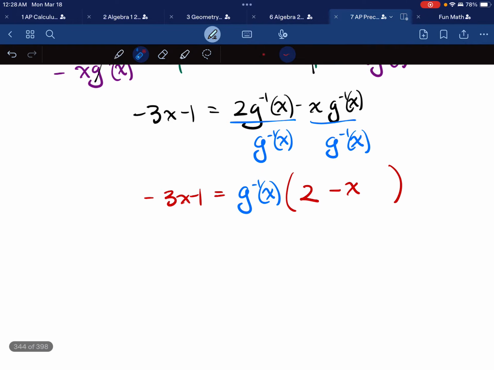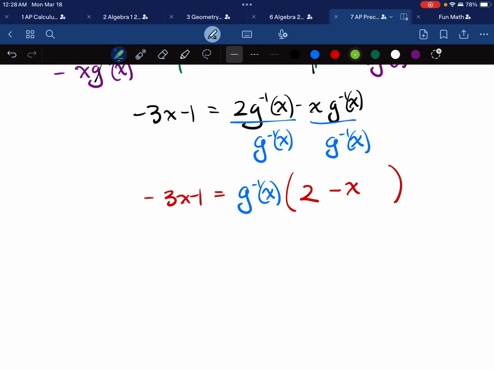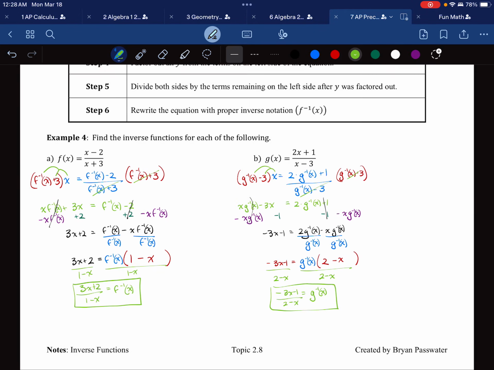Finally, we are multiplying g inverse of x by stuff, so divide by that same stuff. So divide by this 2 minus x. We get our final answer that g inverse of x is equal to negative 3x minus 1 all over 2 minus x. For our final answer, which we will then box. It's a lot of work, but it is there.